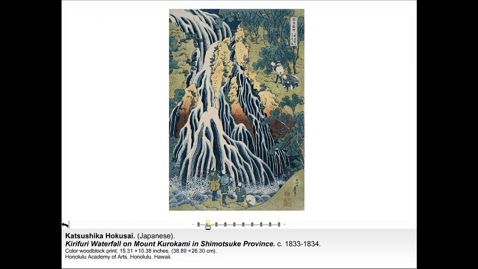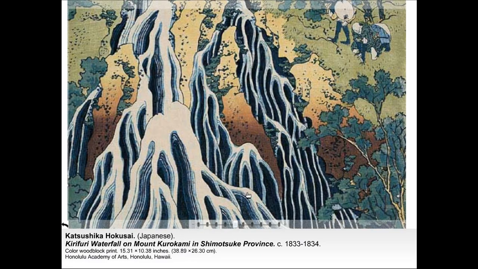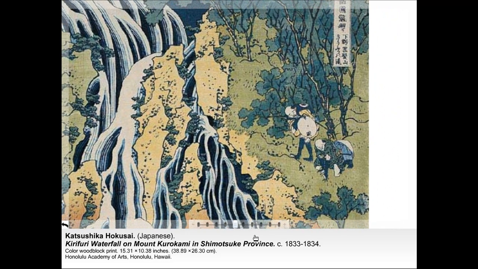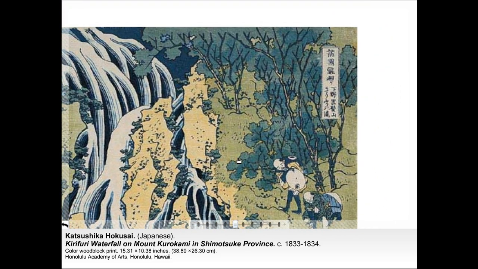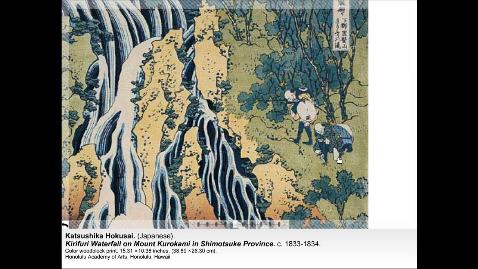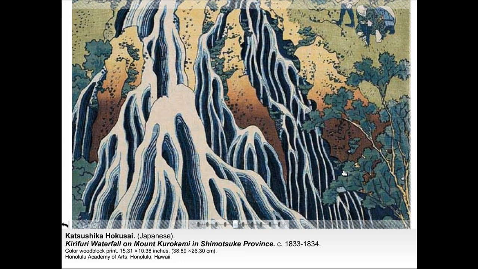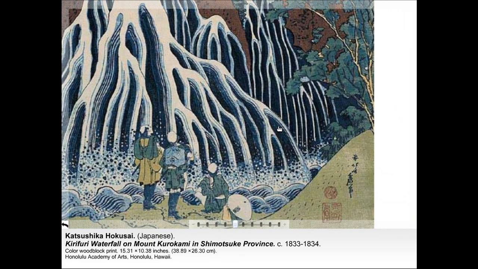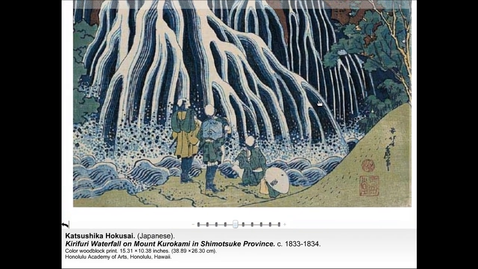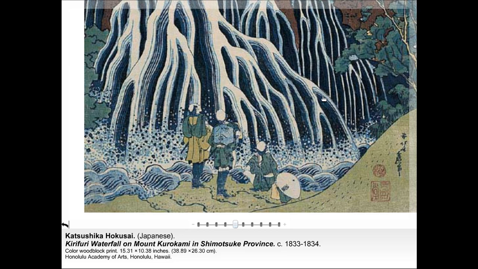Let's zoom in so you can see what this actually is. It's a waterfall picture. If you zoom in closely, you'll see there's some Japanese writing. And it looks like there's some guys up here on the mountain. He does a lot of wood blocks having to do with water and the ocean. And there's some guys down at the bottom looking up.